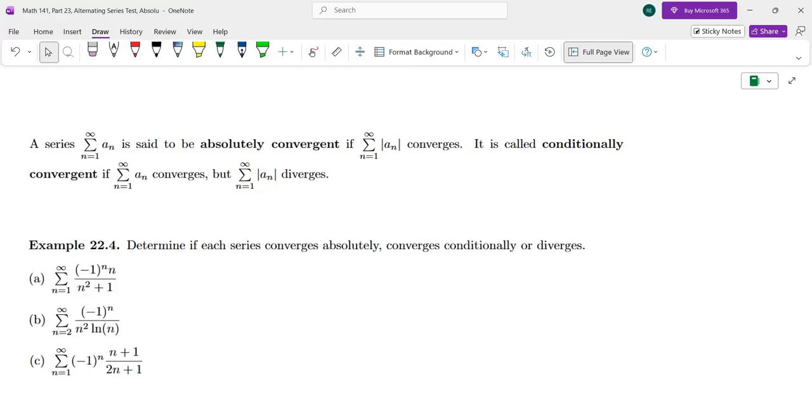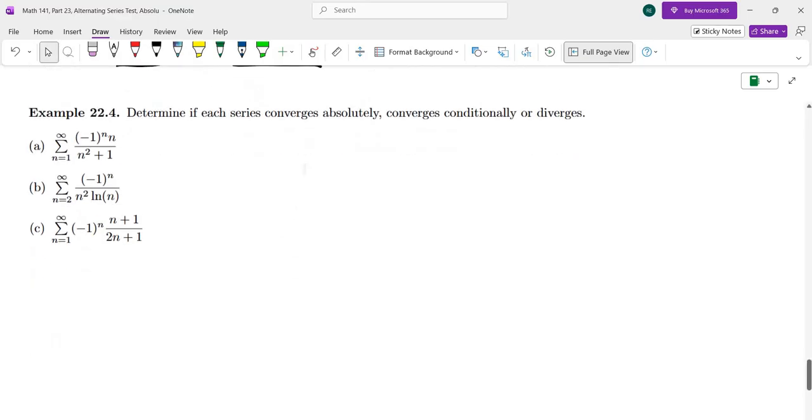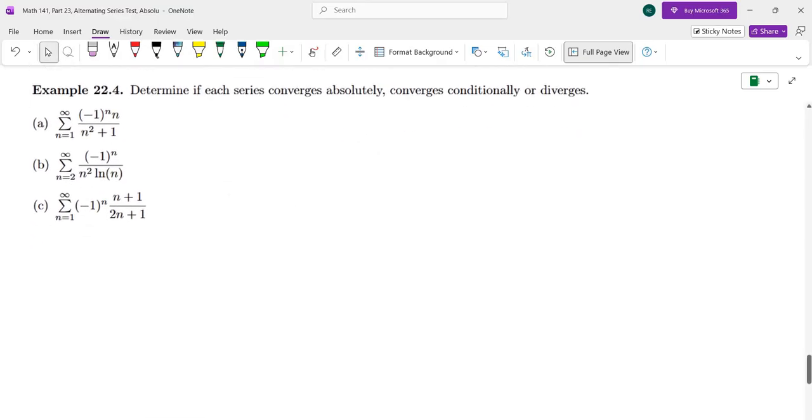Now, as we saw, if we take the absolute values of the terms of a series and it converges, then the series itself converges. That phenomenon is called absolute convergence. So if you have a series that when you take the absolute value of the terms, you get a convergent series, we say the series absolutely converges. If the series converges, but the series of absolute values diverges, we say it conditionally converges. Let me do 3 examples on this one.